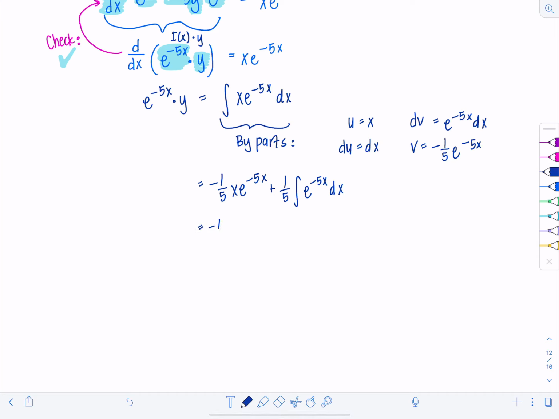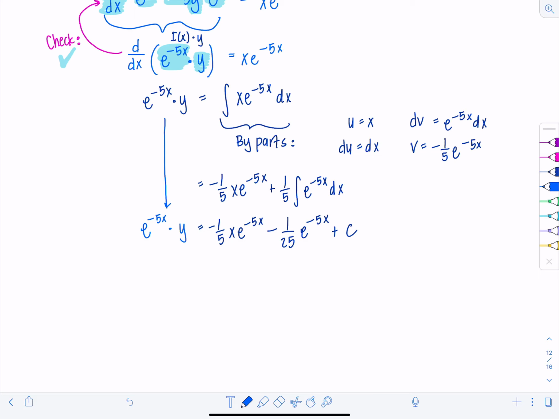And then this is going to give us negative 1/5 x e to the negative 5x minus 1 over 25 e to the negative 5x. This plus c, yes, is necessary. It's part of my answer. And then remember here we've got e to the negative 5x times y. Okay, so how do I isolate y?